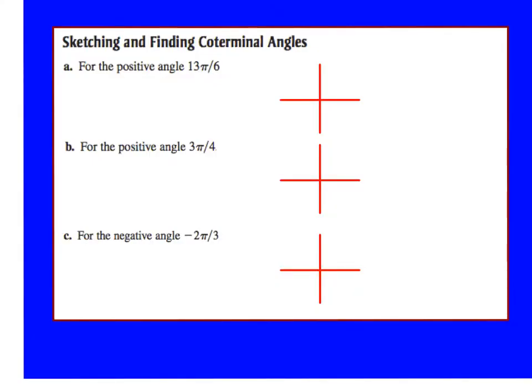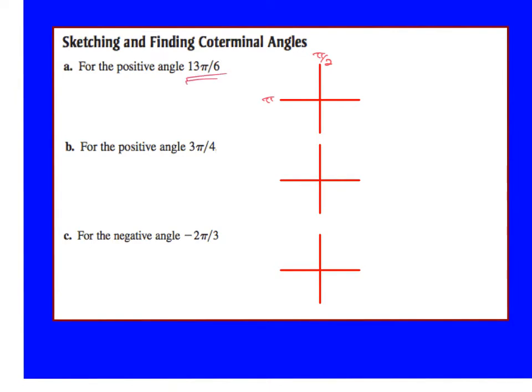So on this one, we're going to sketch our positive angle 13 pi over 6. A lot of what we're going to be talking about is what quadrant something is in. If you can understand common denominators, you can understand these. So if I have 13 pi over 6, well, this is pi over 2, right? And then this is pi and so forth and so on.